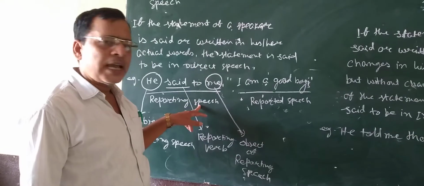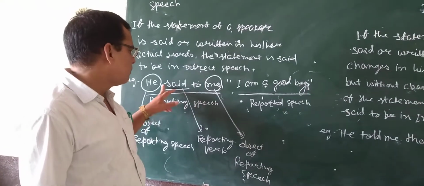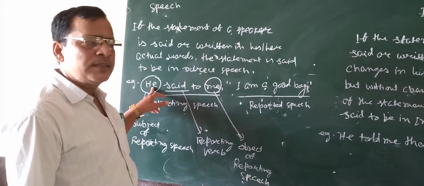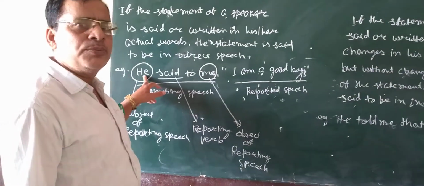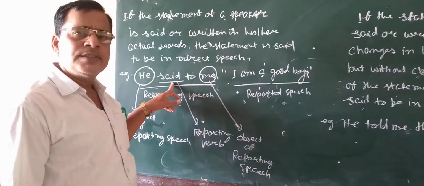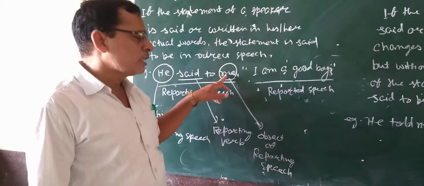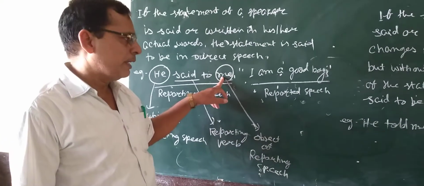Reporting speech has 3 parts. The first part is the subject. This one is called the subject of reporting speech. This one is the reporting verb, and this one is the object of reporting speech.